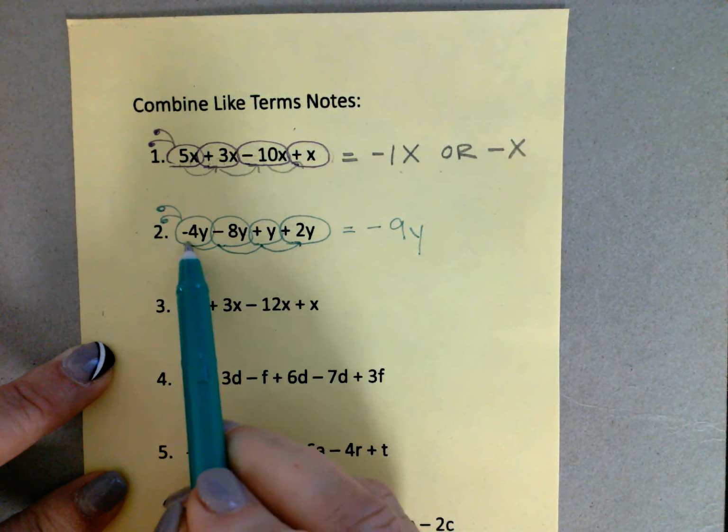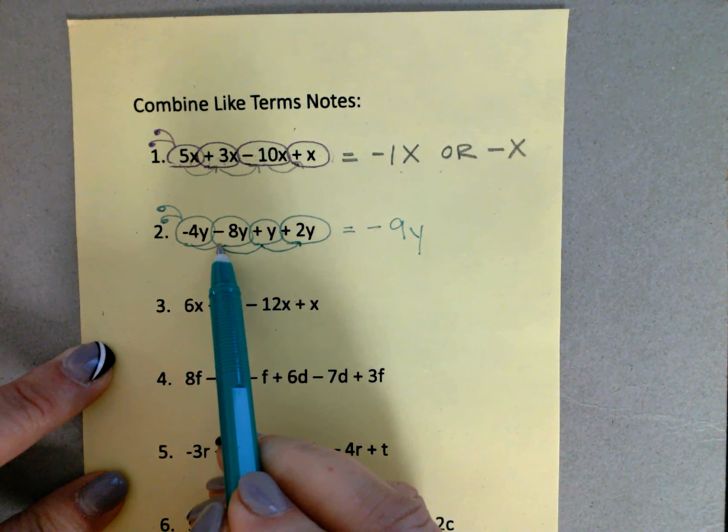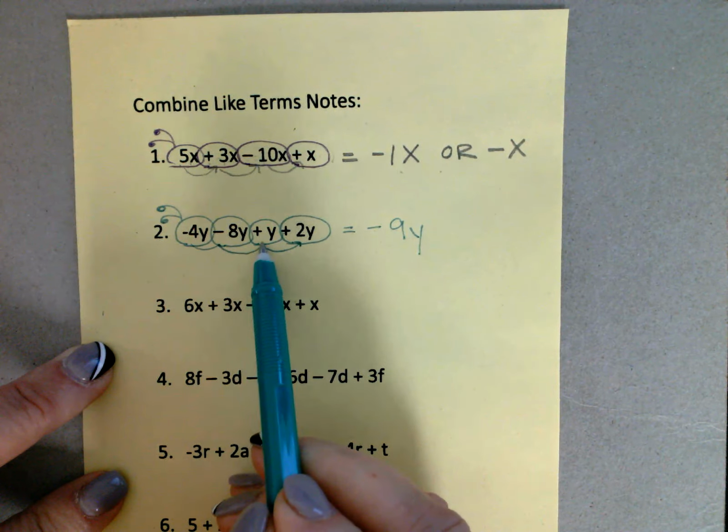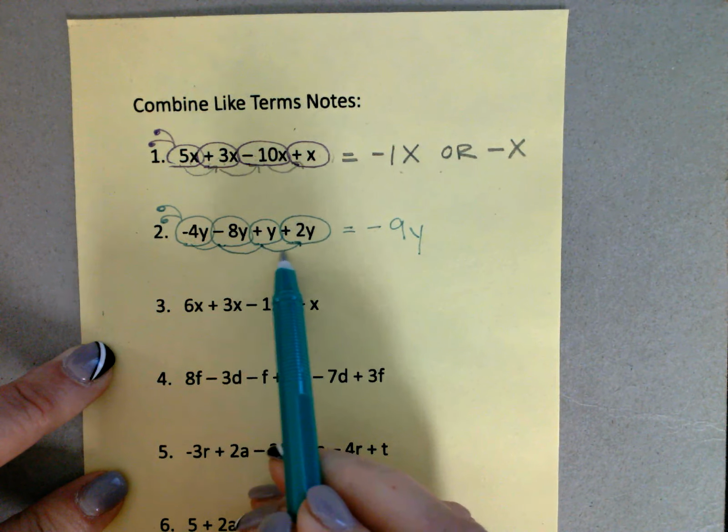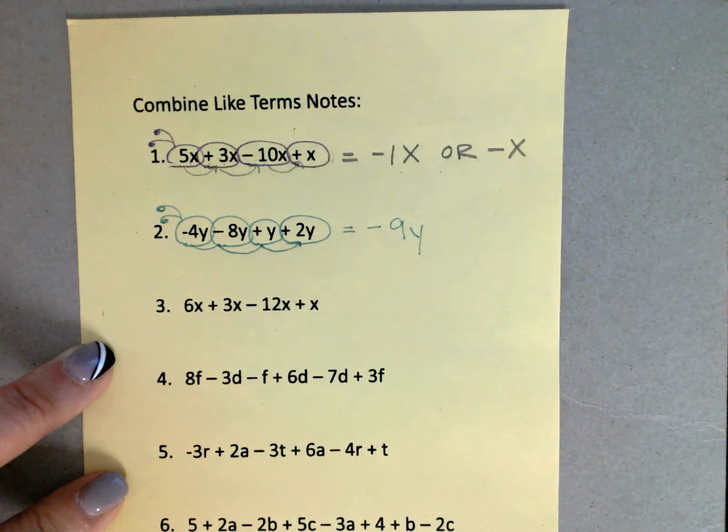I'll do it again. Negative 4 minus 8 more is negative 12. Plus 1 is negative 11. Plus 2 is negative 9.